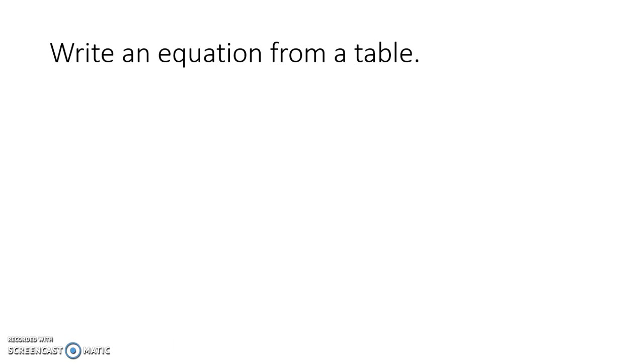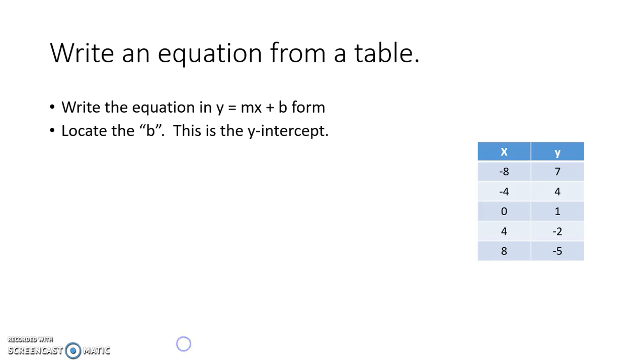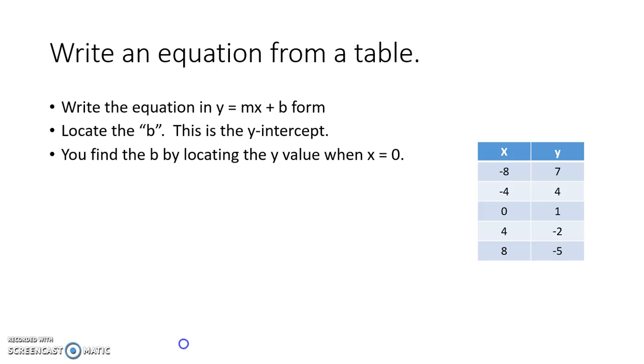We're going to write an equation from a table. So if I'm given this table, the first thing you need to do is write it in y = mx + b form. You're going to locate the b. This is the y-intercept, the y value when x is 0. So in this case, b is 1.